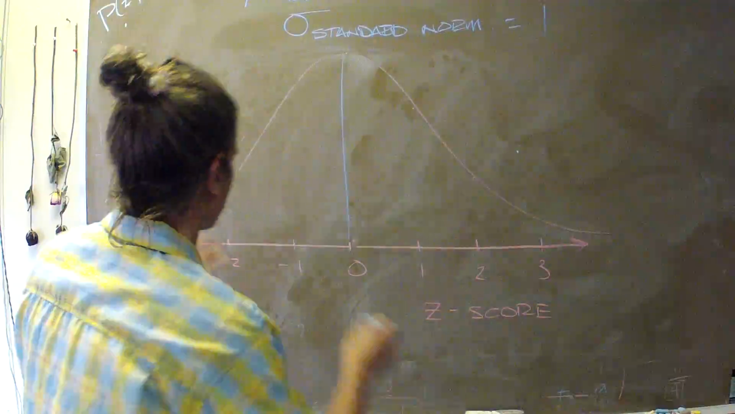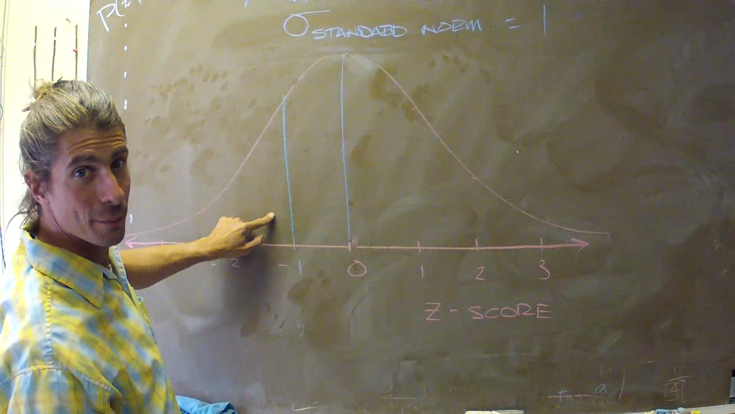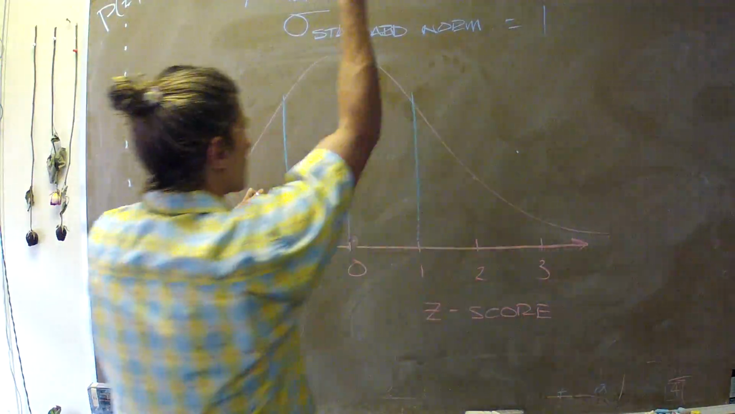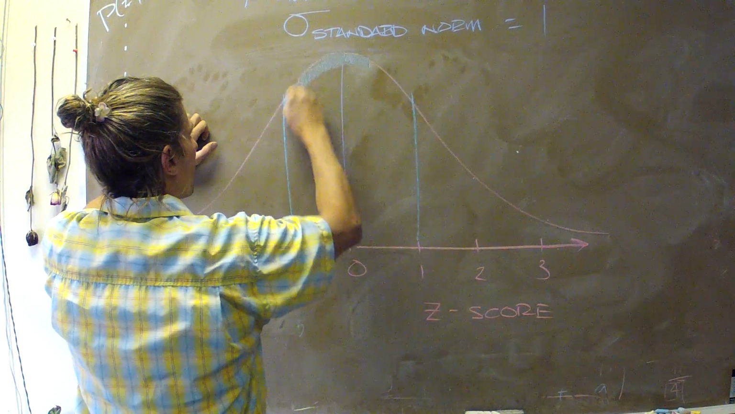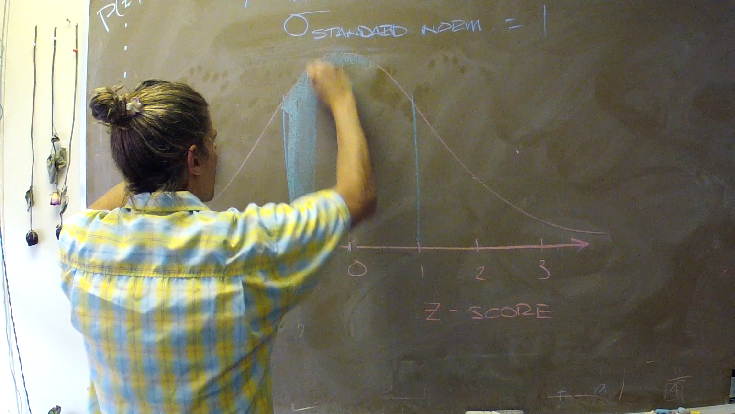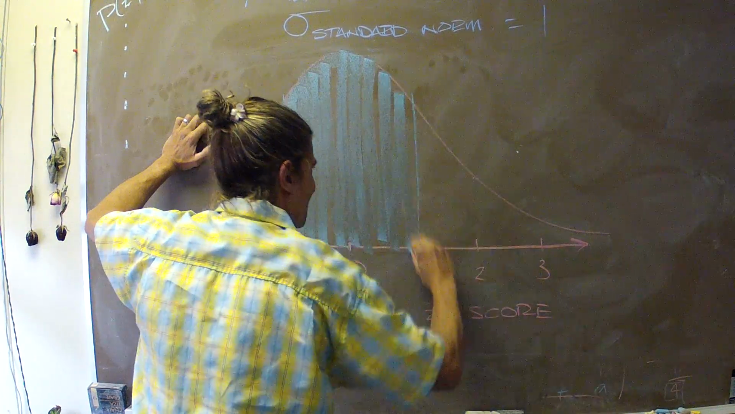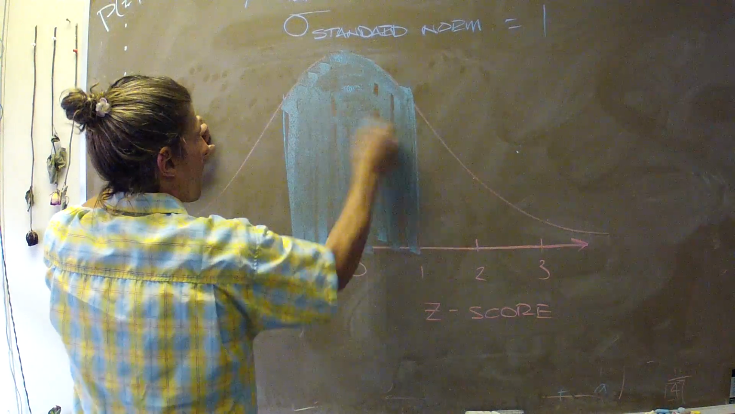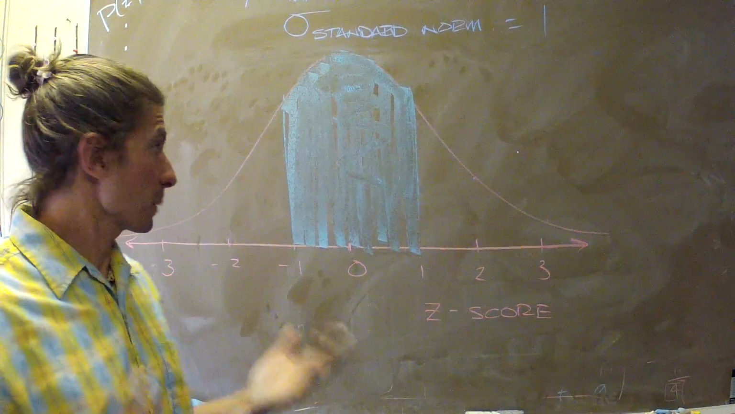What does that mean? It means if I throw up a vertical line right there from -1 and up here to +1, and I shade between those values, I have just shaded 68% of that curve. That's what that means.